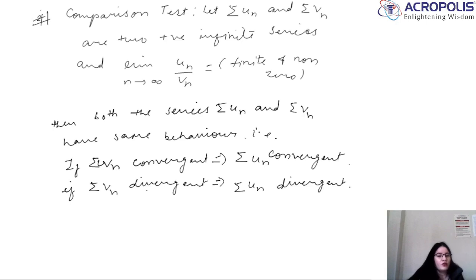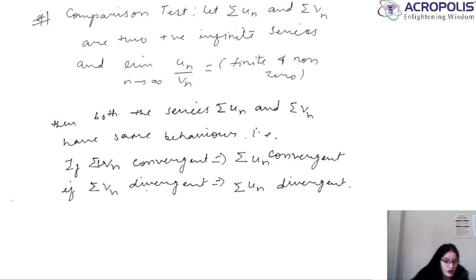Hence, it is clear from the name comparison test that it is the comparison between two series. Here, summation un and vn are two infinite positive series, and satisfy the condition limit n tends to infinity un divided by vn is finite and non-zero. Then the series un and vn have the same behavior. This is the comparison between two series. One series depends on the other series.